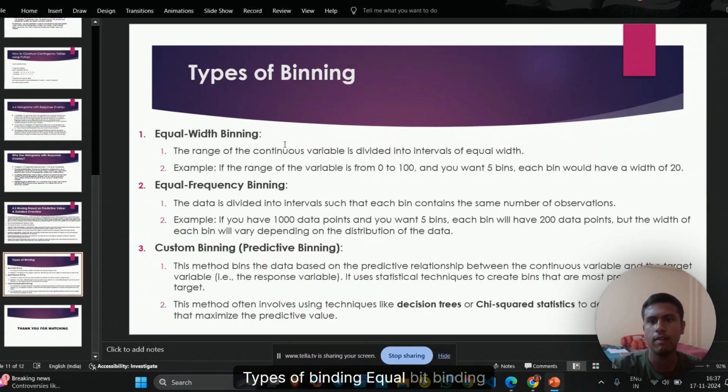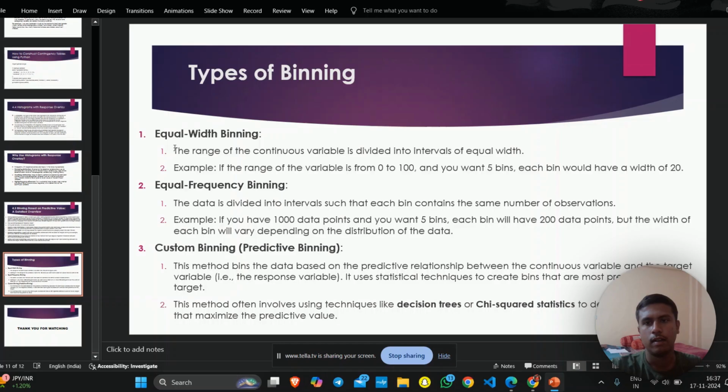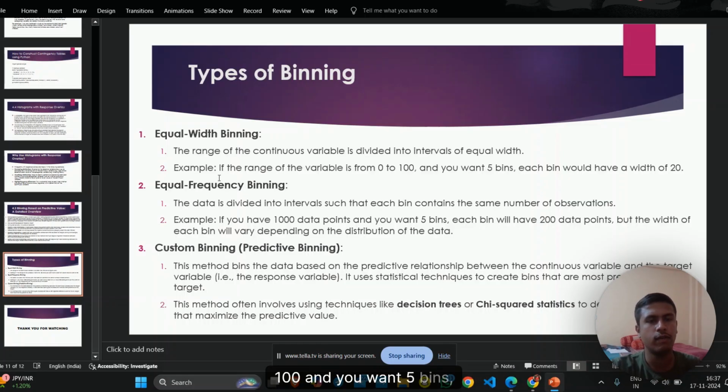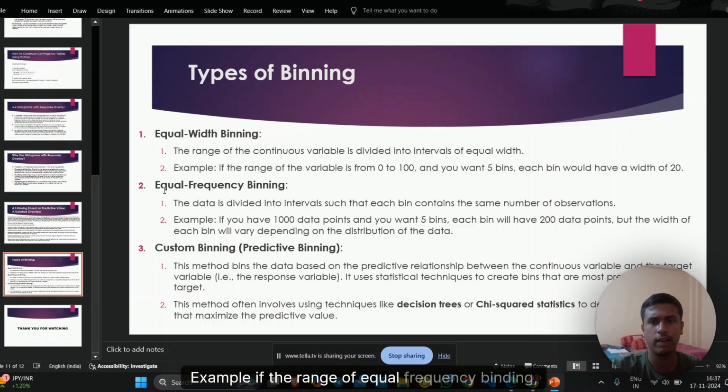Types of binning. There are mainly three types of binning: equal width binning, equal frequency binning, and custom binning, which is also called predictive binning. Equal width binning. The range of the continuous variable is divided into intervals of equal width. For example, if the range of the variable is from 0 to 100 and you want 5 bins, each bin would have a width of 20. Equal frequency binning.